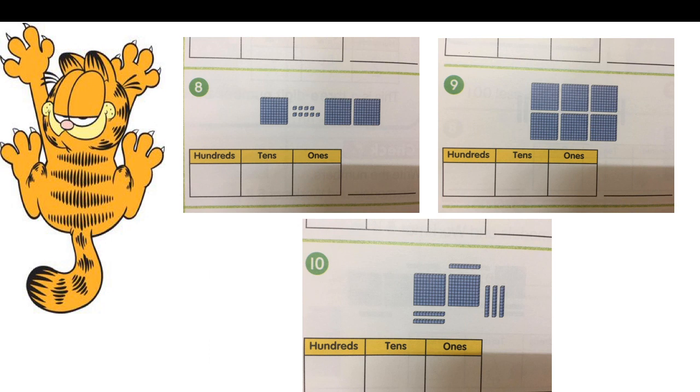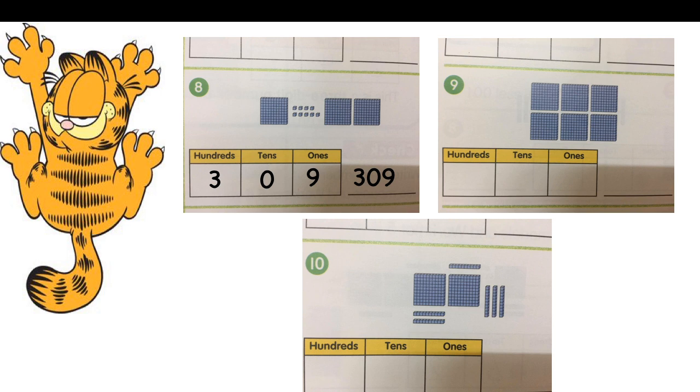Count how many ones do you have? 9. How many tens do you have? Uh-oh, no tens. That means 0. How many hundreds do you have? 3. What's the final number? Like this. How can we read it? 309.